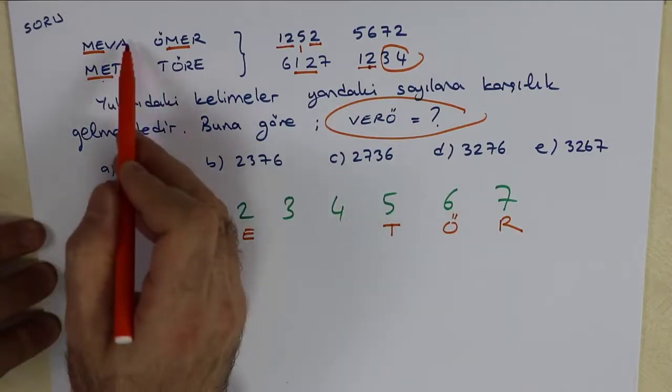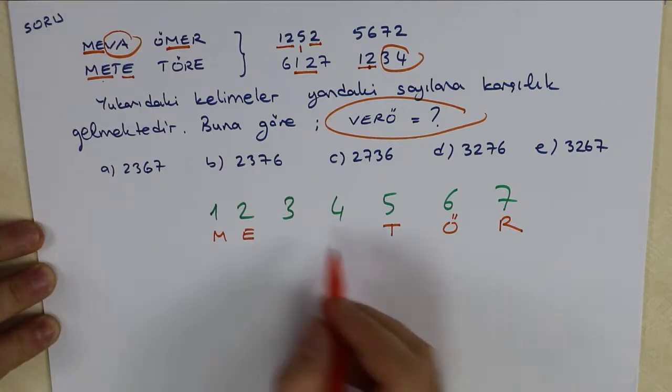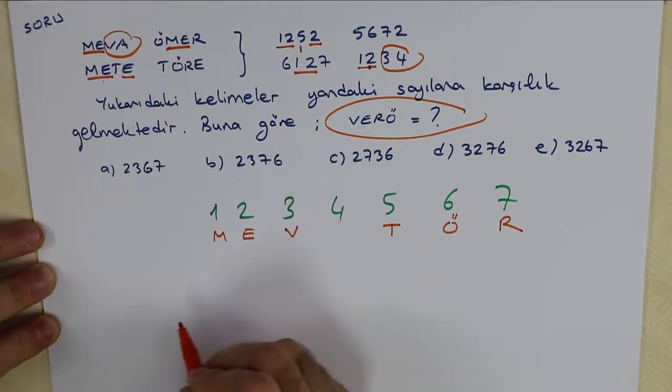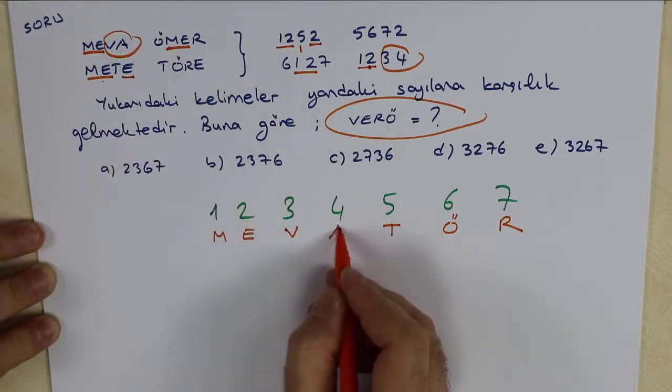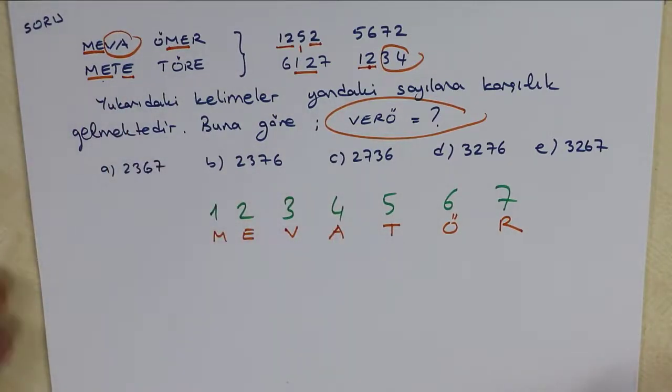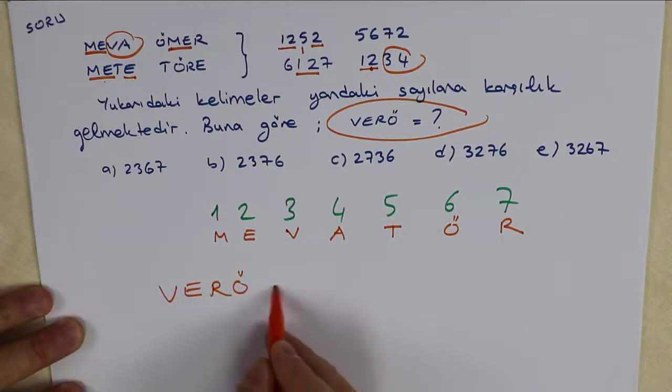So let's have a look at 1, 2, 3, 4, and in this case 1, 2 is replaced by ME, and the other two letters VA will be replaced by 3 and 4. So V is 3 and A is 4.